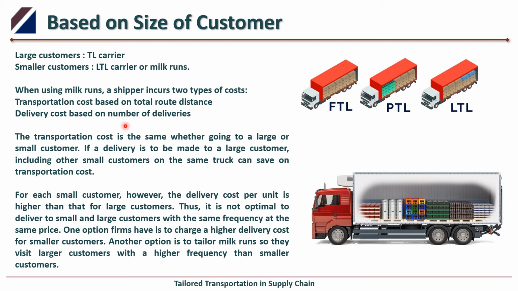Okay, so you can read these two paras. It will give you the clear thought that transportation cost is same whether going to a large customer or a small customer. So if a delivery is to be made to a large customer, including other small customers on the same truck can save your transportation cost, as I said. And for each small customer the delivery cost per unit, the charge we are taking from the customer, is higher than that for a large customer. It will be higher for a small customer. So it is not optimal to deliver to small and large customers with the same frequency.